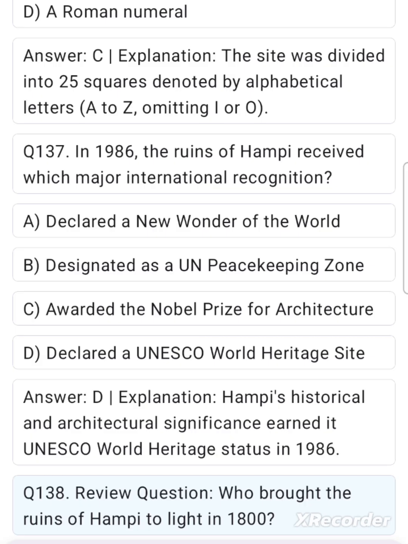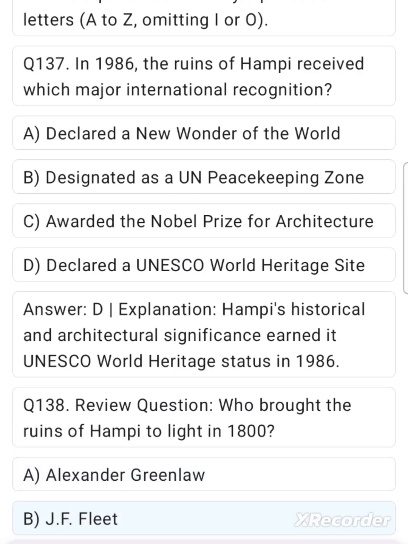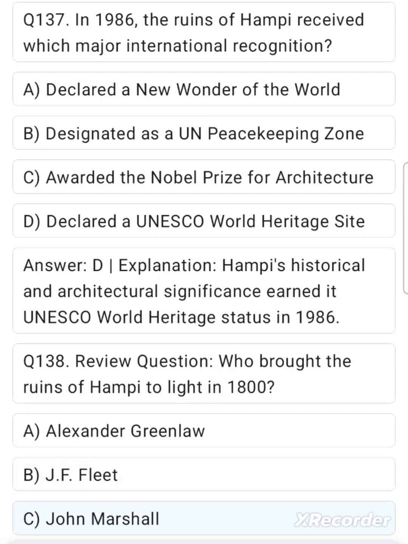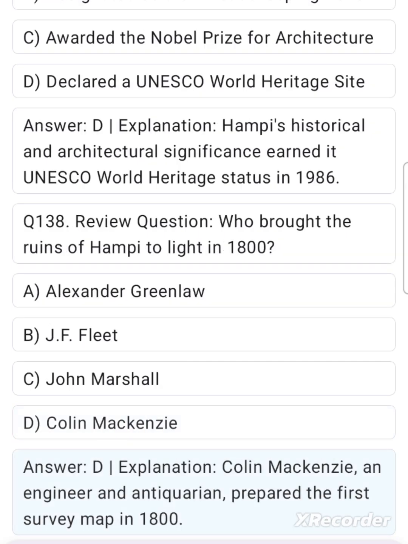Q 138. Review question. Who brought the ruins of Hampi to light in 1800? A. Alexander Greenlaw. B. J.F. Fleet. C. John Marshall. D. Colin Mackenzie. Answer: D. Explanation: Colin Mackenzie, an engineer and antiquarian, prepared the first survey map in 1800.